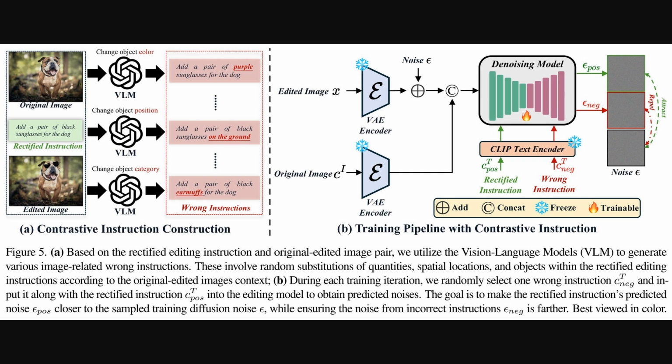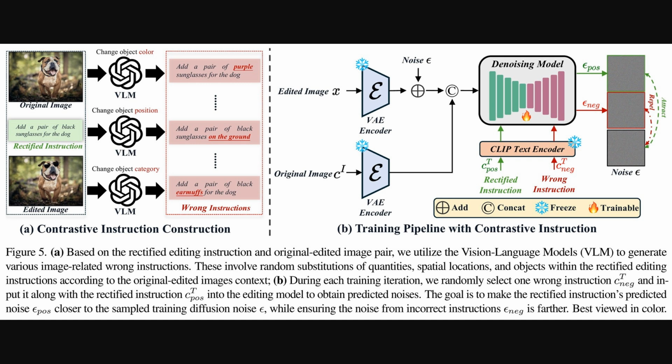Okay, so we've just seen how SuperEdit uses a vision language model and those diffusion generation priors to create much more accurate, rectified instructions. Figure 5 now shows us how the system takes this a step further by creating, quote, contrastive instructions and using them in training. Panel A illustrates this first part, where the vision language model, starting with the original image and that good rectified instruction, like add a pair of black sunglasses for the dog, intentionally creates wrong instructions. For instance, it might change the color to purple sunglasses or the object to earmuffs.